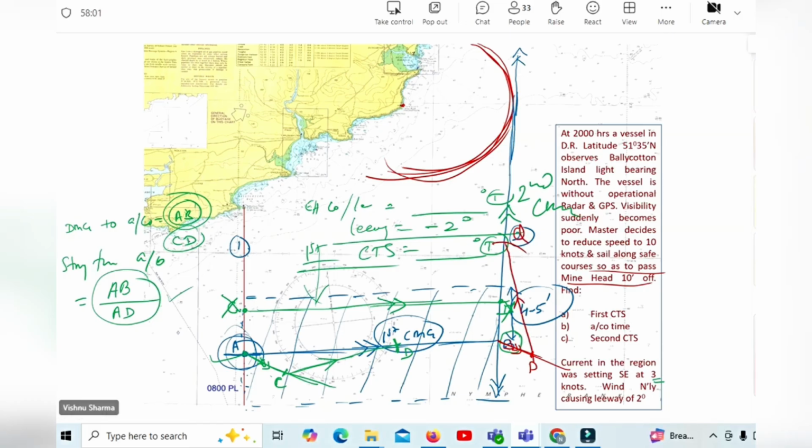Am I right, guys? Yes, sir. And then I'll have the northerly wind. Leeway 2 degrees. I go into the wind. This course will increase. Am I right, guys? Yes or no? Here the leeway will be added. And we get the second CTS.